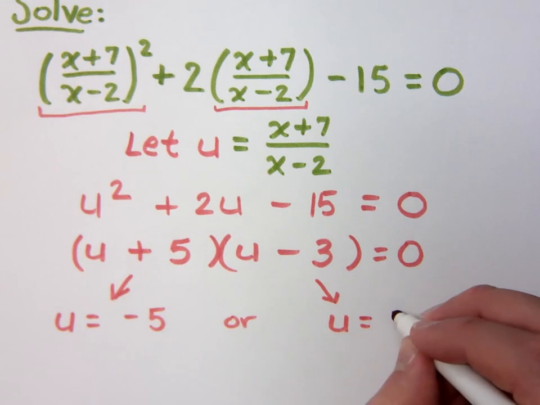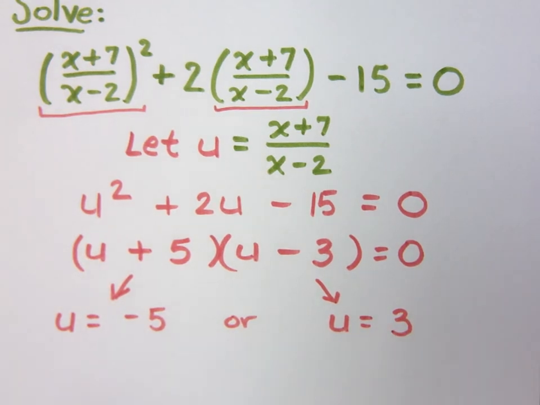u equals 3. Before you try to box these answers, you must remember that the original equation was in terms of what variable? X. Did I solve this for x? I solved this for the variable u. However, u is not x, but u represents something more complicated, right? What does u represent? x plus 7 over x minus 2.